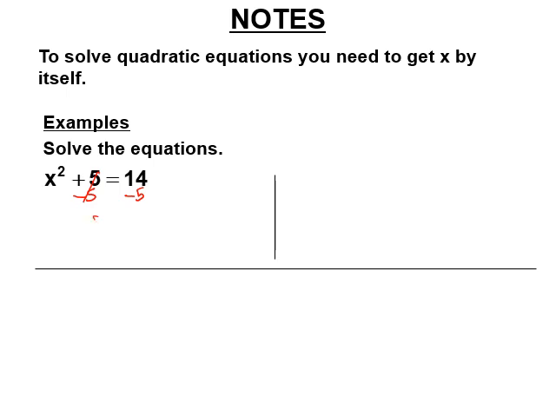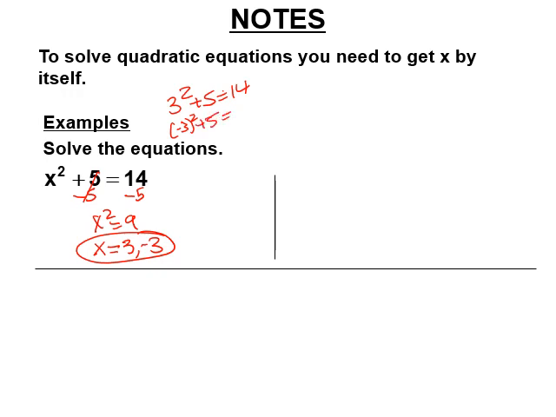Let me rewrite this. x squared equals 9. Well, that means x equals 3 and negative 3. 3 would make that equation true because 3 squared plus 5 equals 14. And negative 3 squared, as long as I put parentheses around the negative 3, negative 3 squared plus 5 also equals 14. There are two values of x that make that equation true and no others. Try that one.